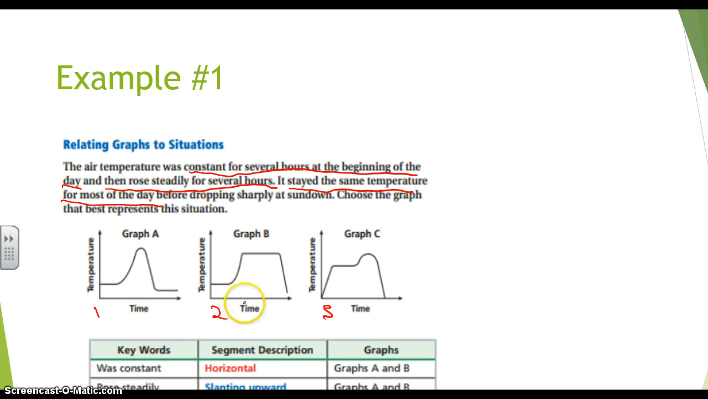So, looking at these three graphs, which one is going to show the best of staying constant at the beginning, then rose steadily for several hours, and then it stayed the same temperature for most of the day? Notice graph B started constant, rose steadily, then stayed the same temperature for most of the day, and then it dropped sharply at sundown. I'm thinking graph B. Let's see what the answer is. Answer is going to be graph B represents the situation here, for example number 1.